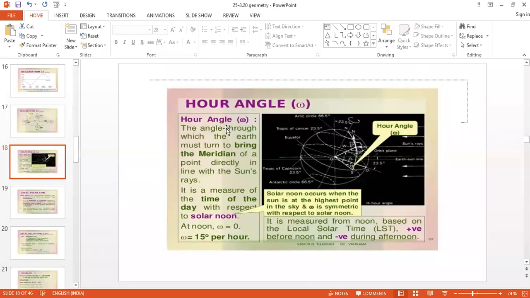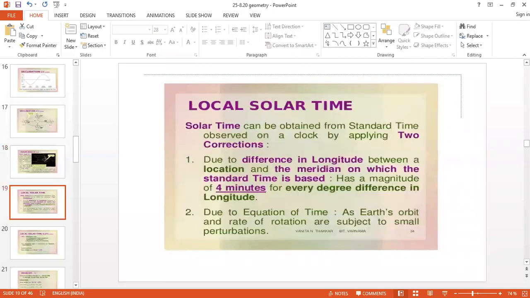So our angle is defined as the angle through which the earth must turn to bring the meridian of a point directly in line with the sun's rays. It is measured at the time of the day with respect to solar noon. Solar noons are two types: positive noon and negative noon. Negative noon is known as afternoon and positive noon as morning section. At omega equal to 0, that is solar noon, and omega equal to 15 degrees per hour, it is morning section.